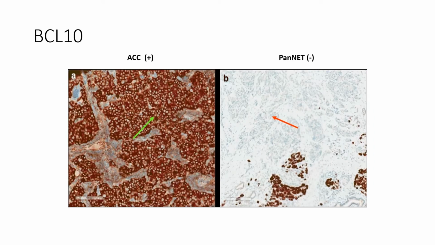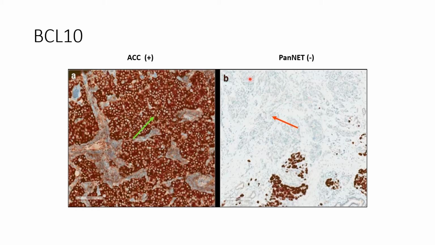This ACC is particularly positive for the BCL10 gene. Here you can see strong positivity, which is shown by the green arrow. You can see the strong positivity for BCL10.